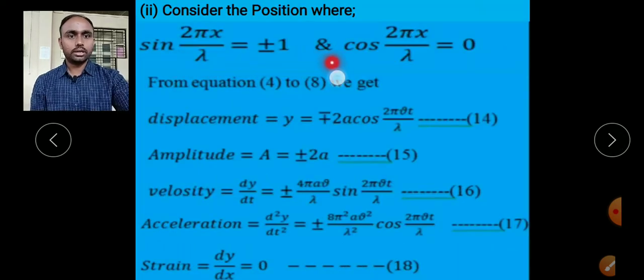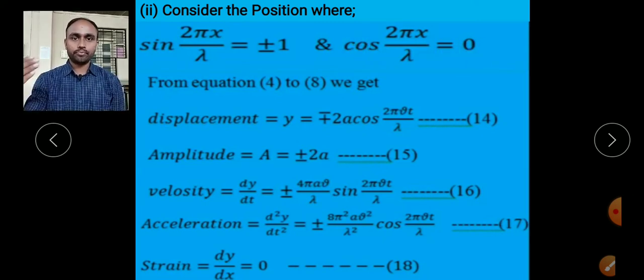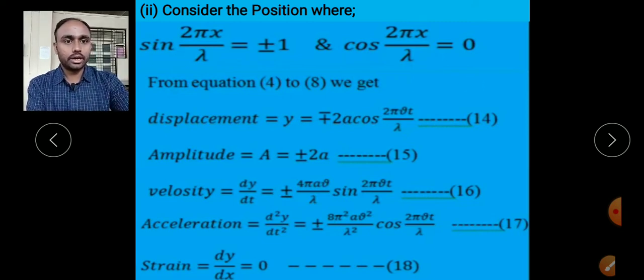Now, secondly, consider sin is now maximum and cos is minimum. So, from equations 4 to 8, that means from our displacement, amplitude, velocity, acceleration and strain, if you substitute all these values, I am not wasting time here, you can just substitute the values of sin 2 pi x by lambda and cos 2 pi x by lambda in those 4 equations, and we get 5 equations from 4 to 8.